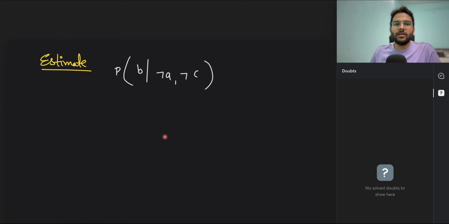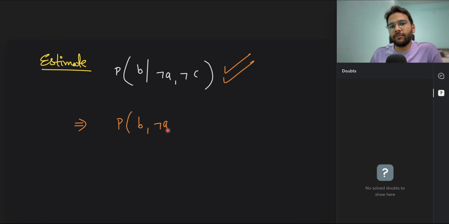Fine. We are interested in now. Finally, we need to find this. We need to estimate this probability of B given not of A and not of C. So you can simply write it like this also: probability of B given not of A, not of C, divided by probability of not of A, not of C.